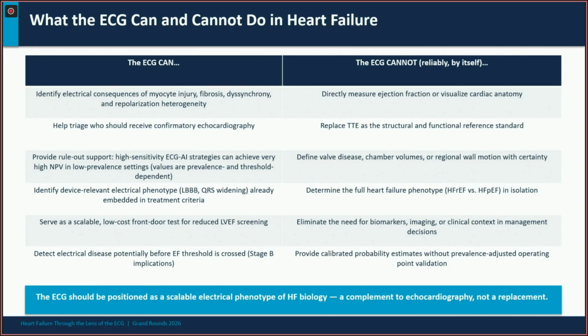So what are the limitations of these approaches? Obviously, EKGs can identify the consequences of myocyte injuries, fibrosis, dyssynchronies, and repolarization heterogeneity. It can help you triage who should receive an echo. It can provide rule-out support, since highly sensitive AIs can achieve very high NPVs. Also, it's low cost. This is something that, if it continues to develop or improve further, can be used in an office. You have a patient with some suspicious symptoms, and it can be used in the office for screening.